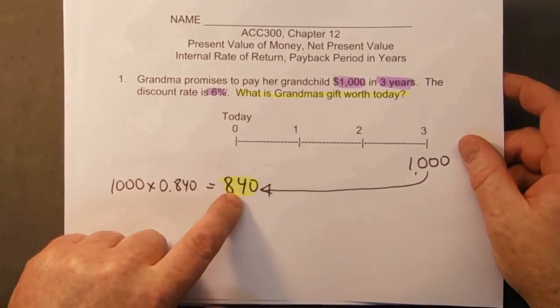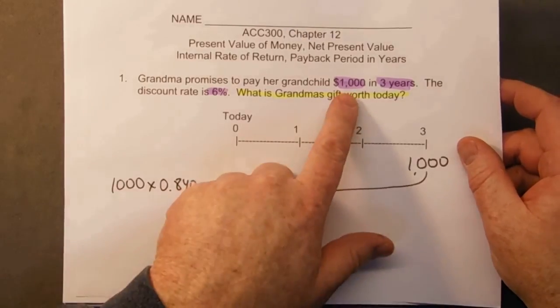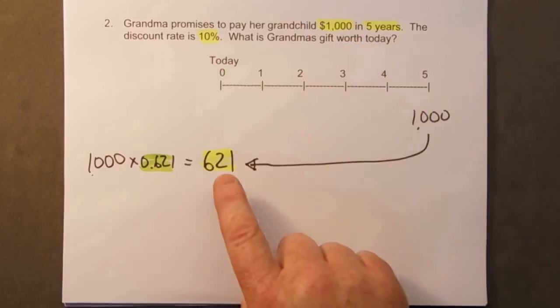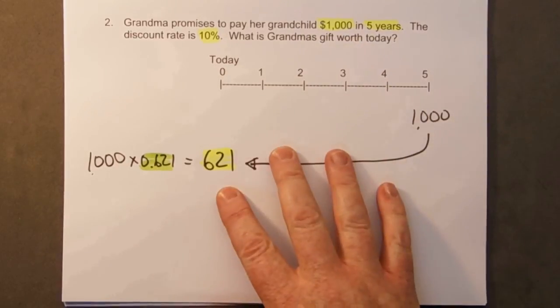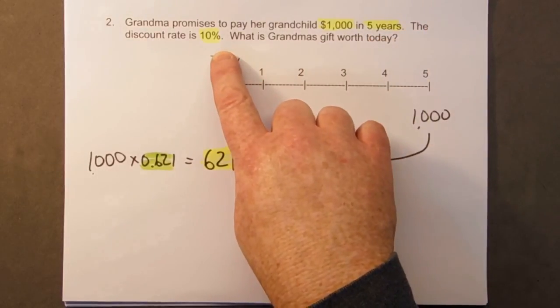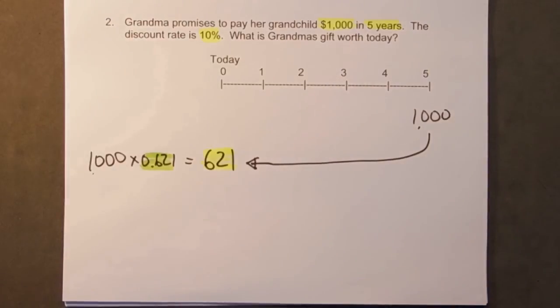Now notice something. Grandma gave us $1,000 in both situation 1 and 2, problem 1 and 2. You'll notice that problem 2 is worth much less. You say, well, why? Well, because it's 5 years and it's 10%. So it's waiting longer for the money and it's at a higher discount rate. Alright, let's go on to problem 3.